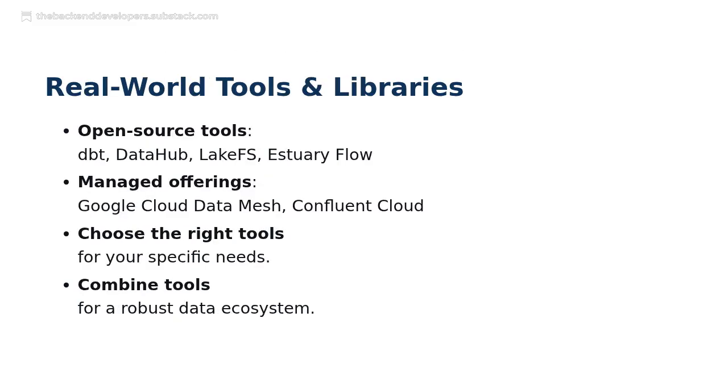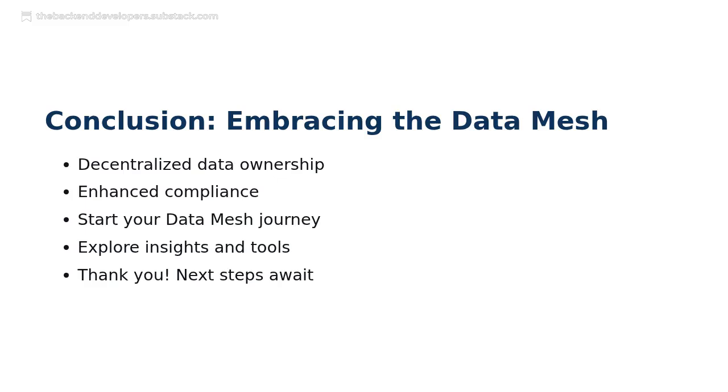Selecting the right tools is crucial for your data mesh journey. Open-source options like dbt, DataHub, LakeFS, and Estuary Flow offer flexibility and customization. Managed offerings, such as Google Cloud Data Mesh and Confluent Cloud, provide scalability and ease of use. Combining these tools can create a robust and effective data ecosystem tailored to your needs, ensuring seamless data operations and governance. Decentralized data ownership allows teams to take control of their data, ensuring enhanced compliance across the organization.